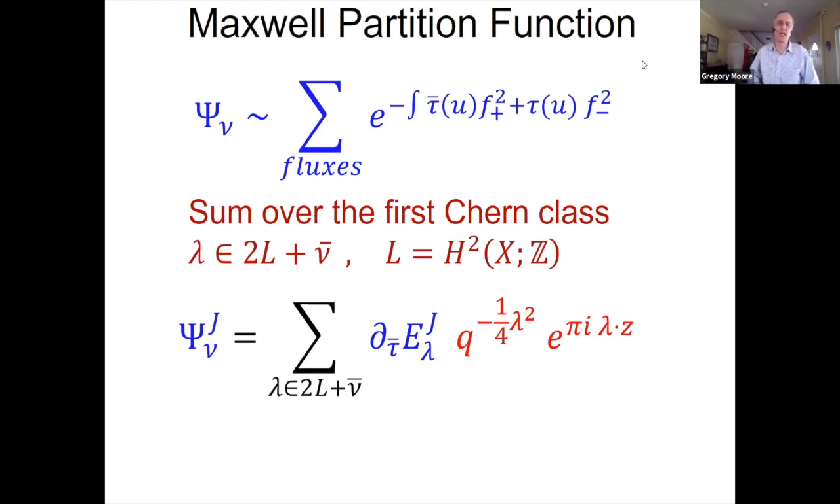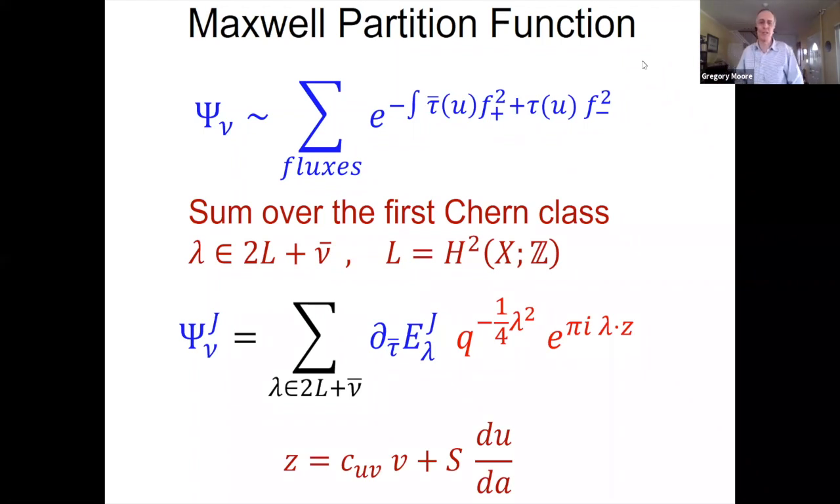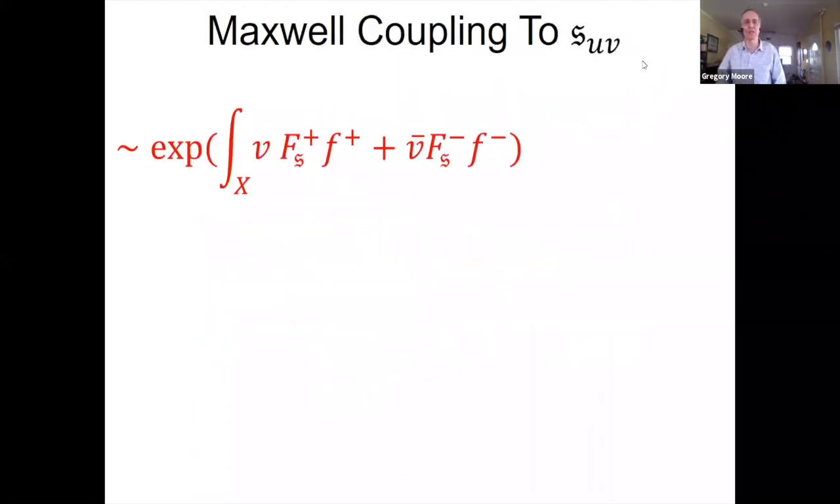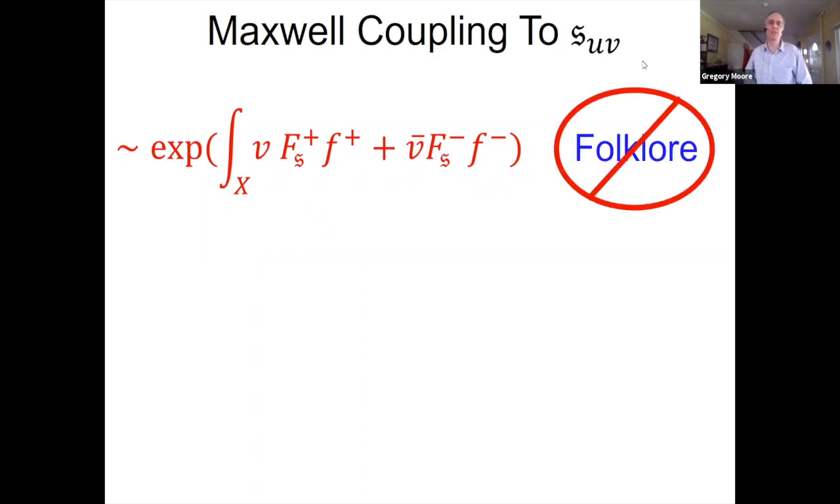Lambda is the first Chern class of the dynamical photon. Z is C UV for the background spin C structure times a function V, which I'll tell you more about on the next slide. So lambda dot Z is a coupling of the low energy photon to the background spin C connection. And if you write it out in full glory, this is partially an answer to the question that Nadi was asking me about before. Here's the coupling of the background spin C structure to the dynamical photon. As I was stressing, it violates some folklore.